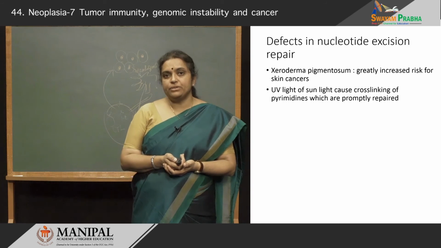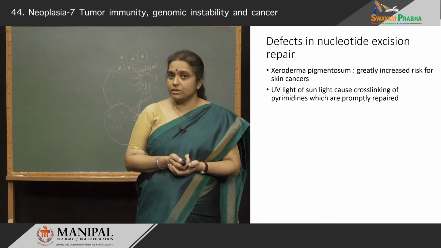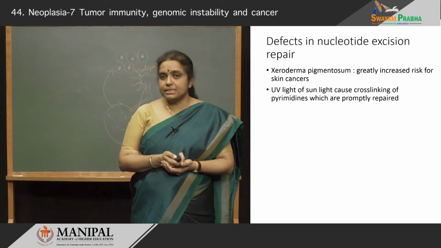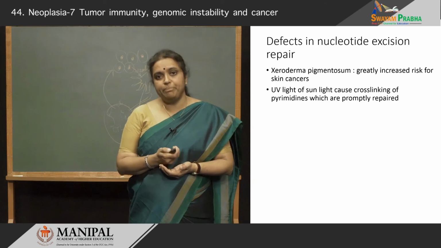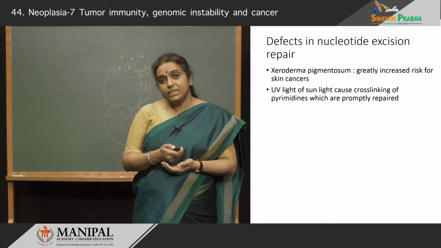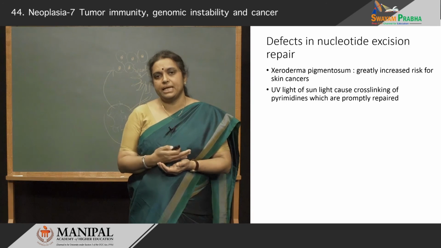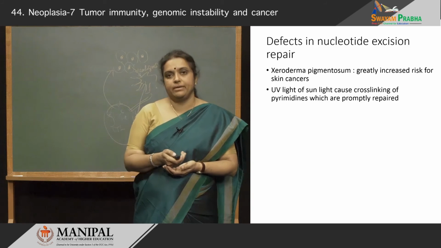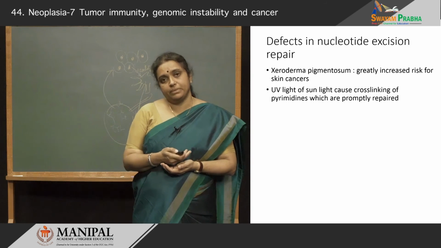The UV light of the sunlight causes cross-linking of DNA in these patients, and these are not repaired because they have defects in nucleotide excision repair. And so, these patients develop all kinds of skin cancers at a very early age, especially in the sun exposed areas. Multiple cancers develop in these patients.